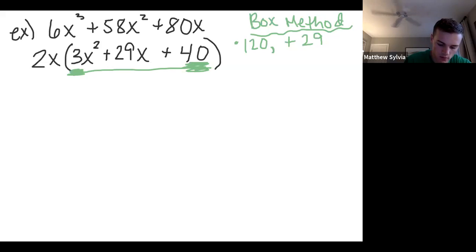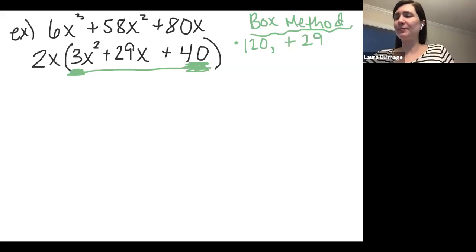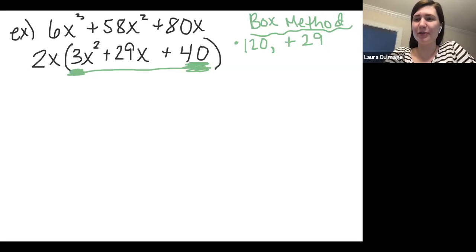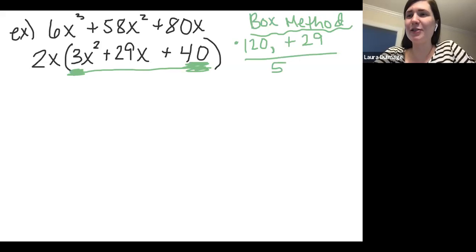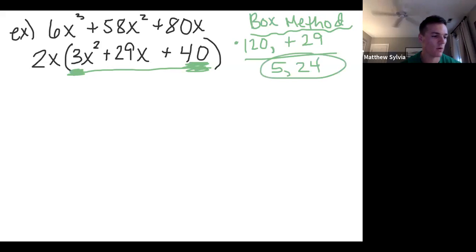5 and 24. Was that Sylvia? Yeah, that was me. Wow. I can just tell who it is by your voices. That's crazy. Okay. Let's go. All right, so 5 and 24, you're right. Awesome. How did you find that so quickly? What did you do? I just did 120 divided by 5. I got 24 of that.